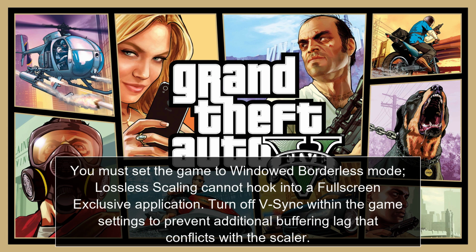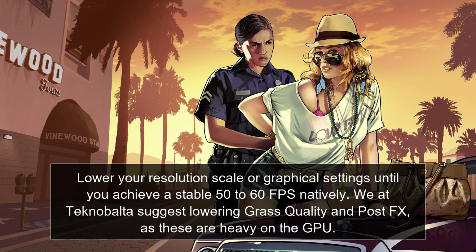You must set the game to Windowed Borderless mode. Lossless scaling cannot hook into a full-screen exclusive application. Turn off VSync within the game settings to prevent additional buffering lag that conflicts with the scaler. Lower your resolution scale or graphical settings until you achieve a stable 50 to 60 FPS natively. We at Teknobalta suggest lowering grass quality and post-FX, as these are heavy on the GPU.